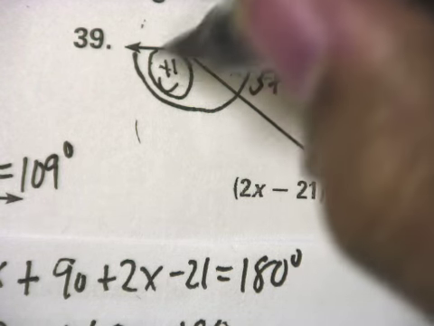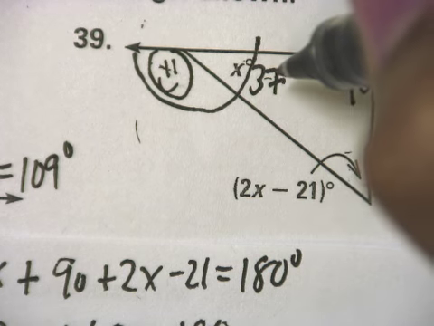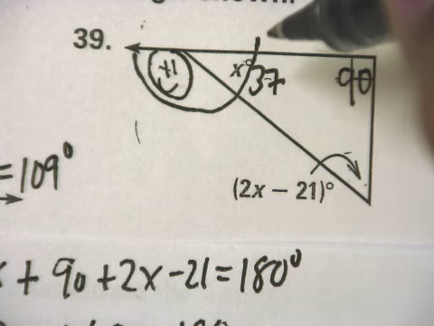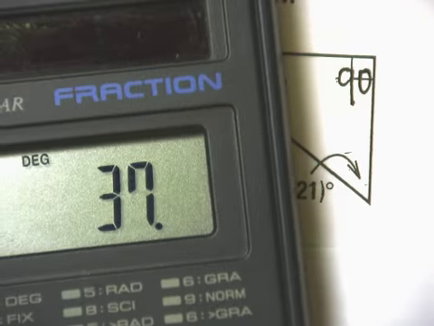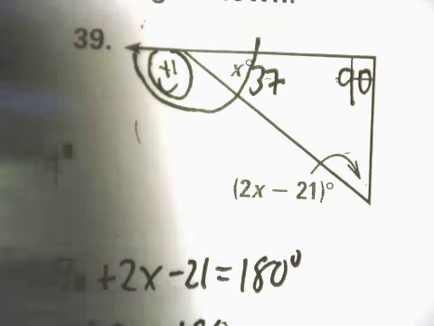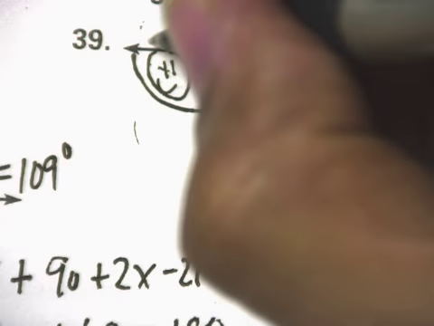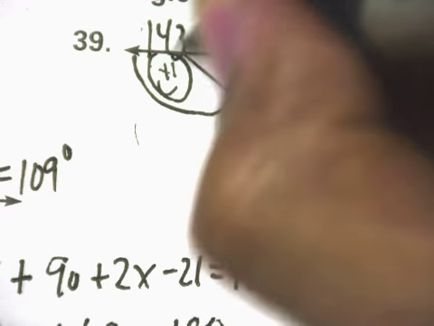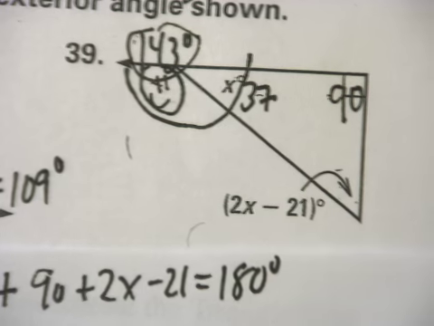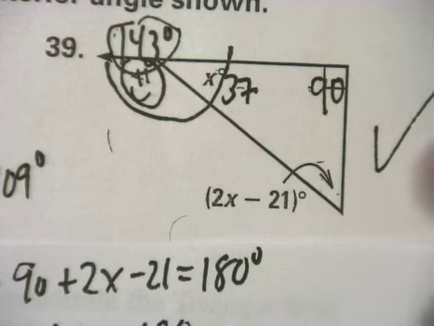Well, that just tells me that x is equal to 37, which means that this angle here is 37. And if x is 37, well, I know that these two together are a linear pair, meaning that they add up to 180. So if I want to find this right here, all I got to do then is take 180 minus 37.